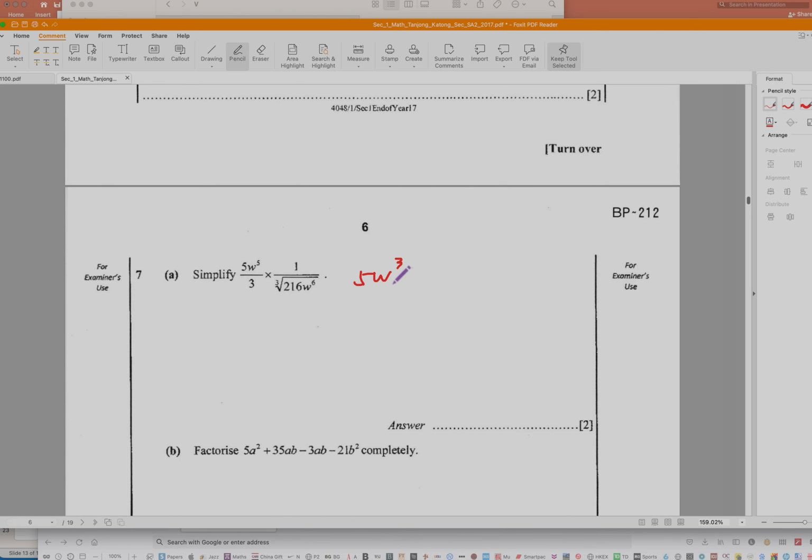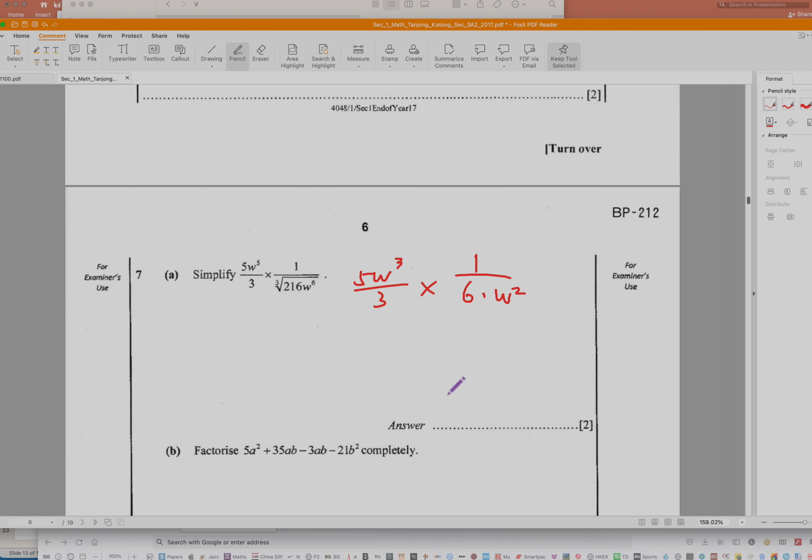This one I just write down. But when it comes to this part, I will just do the cube root of 216. So cube root of 216 is... calculator... 6. So cube root of 216 is 6. So cube root of w to the power of 6 is w squared.